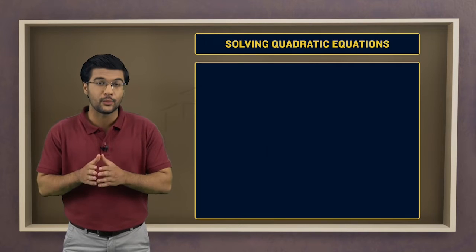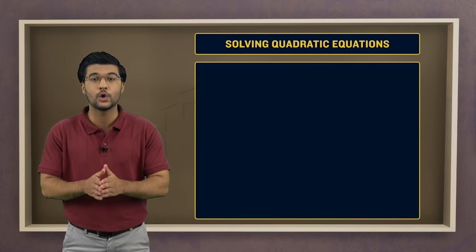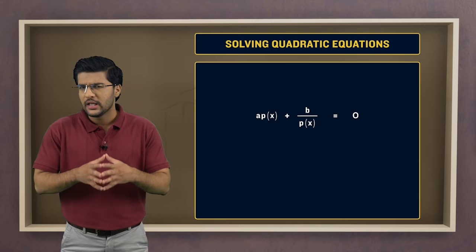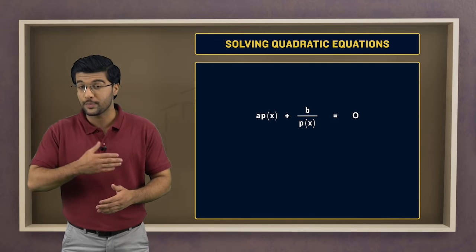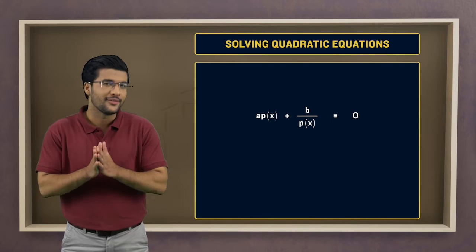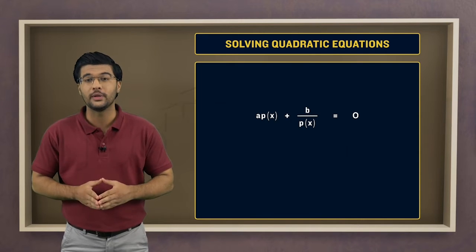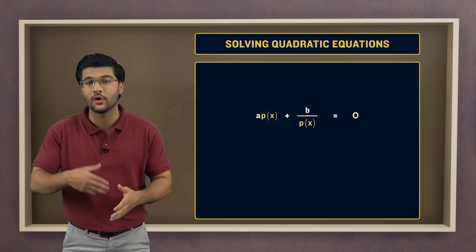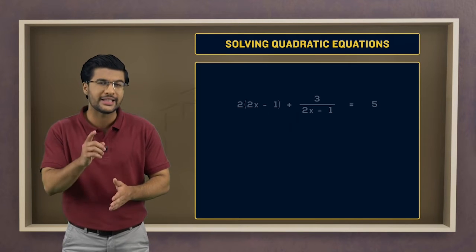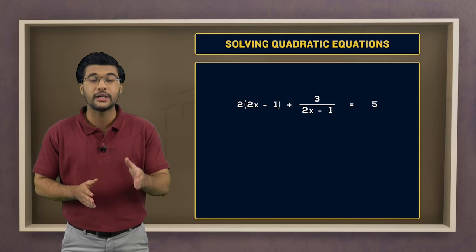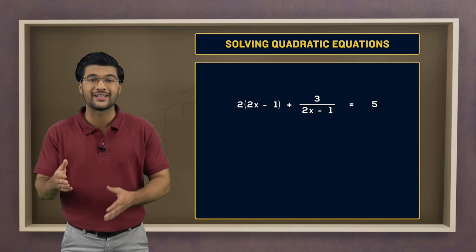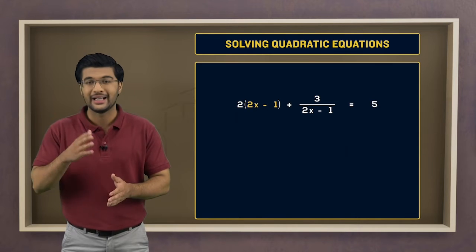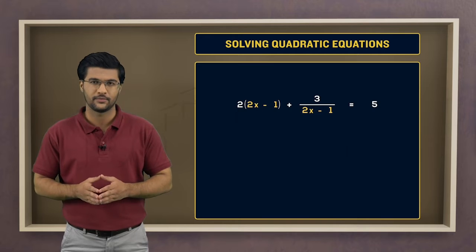The second type that we will discuss in this lesson looks like this. Can you spot what's so special about it? Well, there is a common polynomial in the numerator of one term as well as in the denominator of the other. Like in this example, the factor 2x minus 1 is present here and here at the same time.